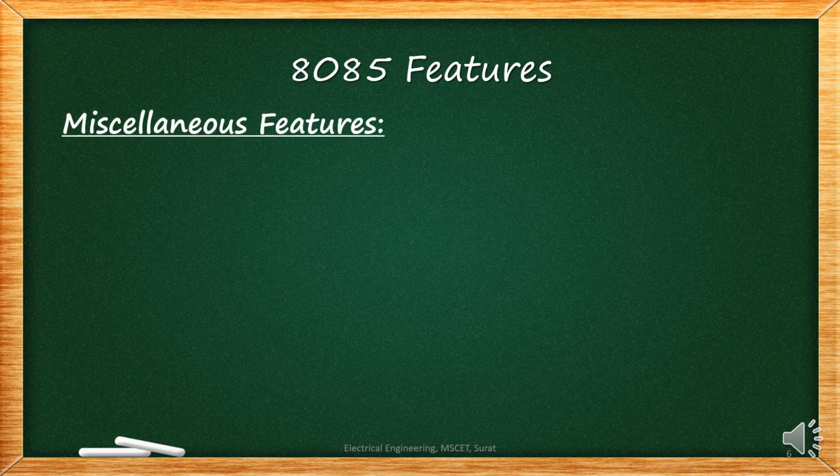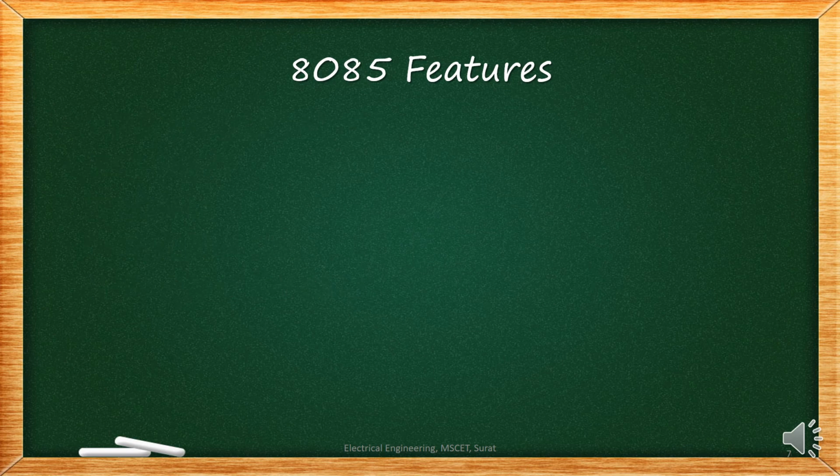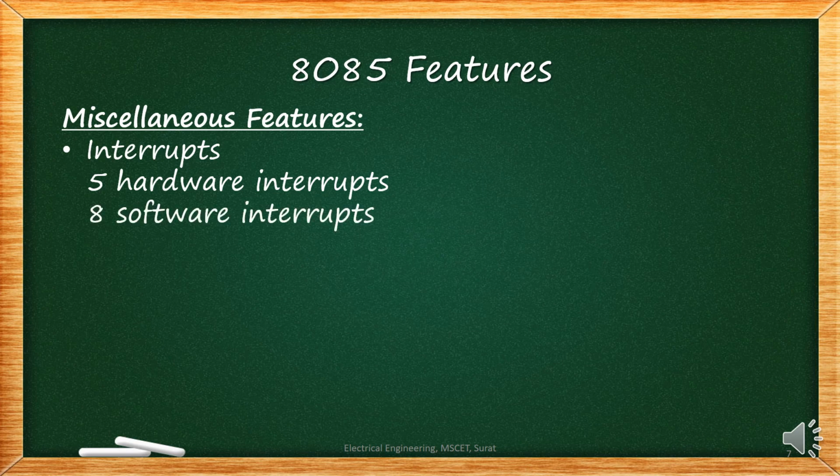Next, miscellaneous features. What is in the miscellaneous features? First is interrupt, second is register, third is instruction set, and the last one is data types for ALU. Now let's talk about the interrupts. There are 5 hardware interrupts. And if we talk about software interrupts, it has 8 software interrupts. So this is about the hardware and software interrupts.